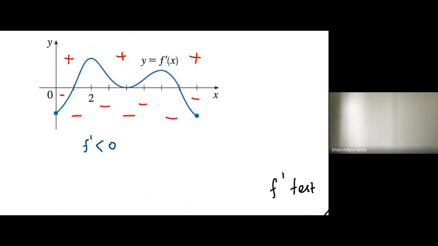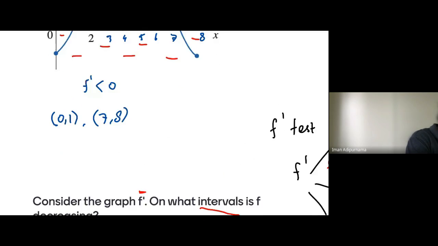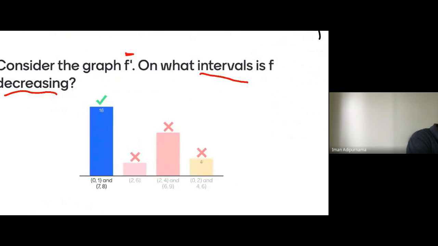Okay. So 0 to 1, and this is 3, 4, 5, 6, 7. So 7 and 8. So that will be the first option here. I think you did a good job here.